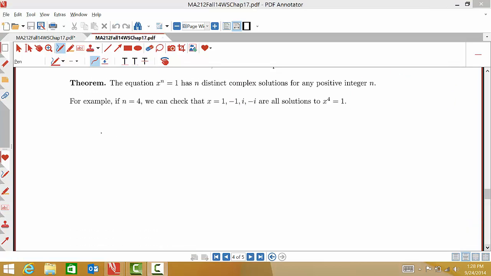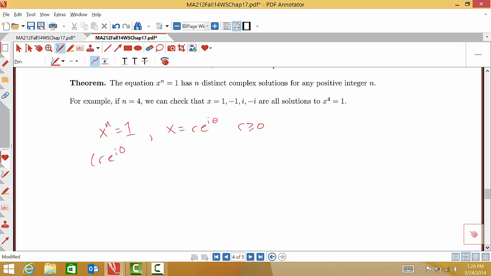Well, we can consider solving x to the nth power equals 1. Let's write x in its polar form, r e to the i theta, where r and theta are real numbers and r is bigger or equal to 0. Then x to the n equals 1 means that (r e to the i theta) to the nth power equals 1. That's r to the n e to the i n theta equals 1. And now I can use Euler's formula.